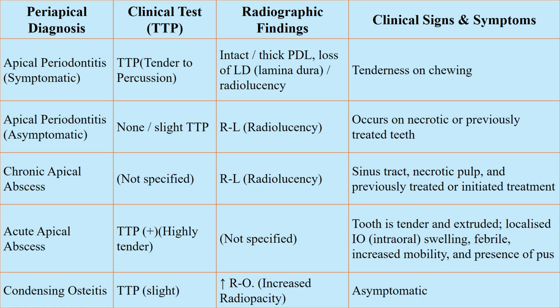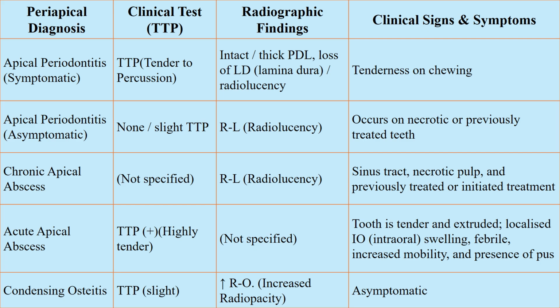So now that you know your pulpal diagnosis, let's move on to the periapical diagnosis. This is made based on clinical signs and symptoms, clinical tests, so that is your tender on percussion, and the radiographic findings. Let's see an example. If the patient reports to you with a tenderness on chewing and upon clinical examination there was tender to percussion and radiographic findings reveal that there is intact periodontal ligament space with loss of lamina dura, then the patient is likely to have symptomatic apical periodontitis.